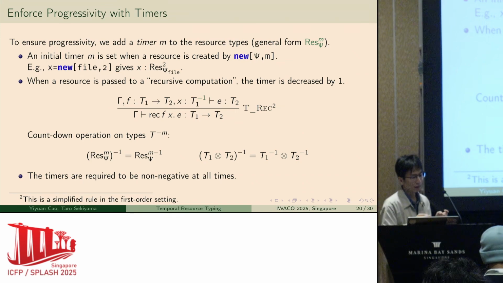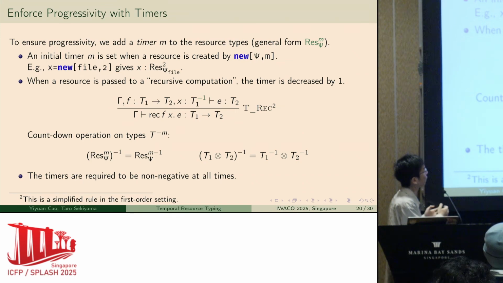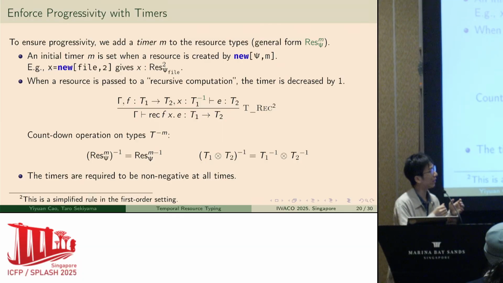If the timer reaches 0 before it goes into a desired state, then our type system will reject the program. Otherwise, if every resource reaches the desired state within a bounded number of recursive calls, this satisfies progressivity and hence the liveness requirements.